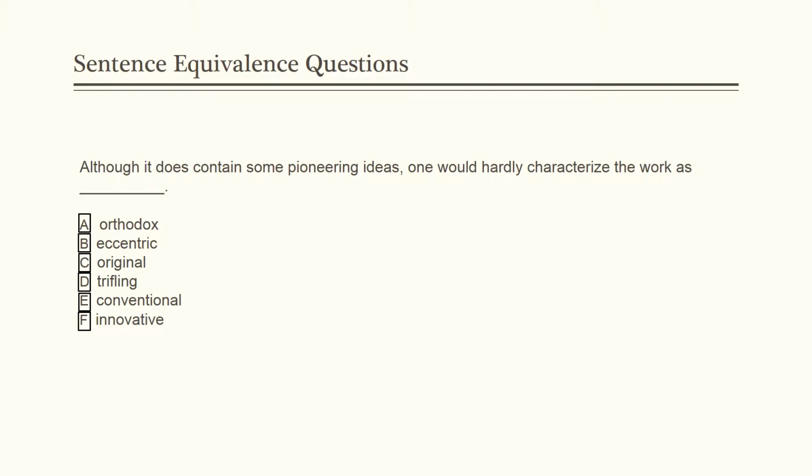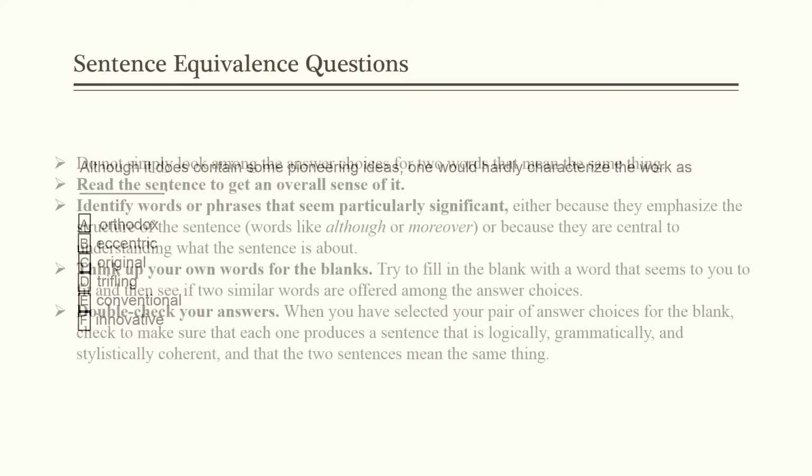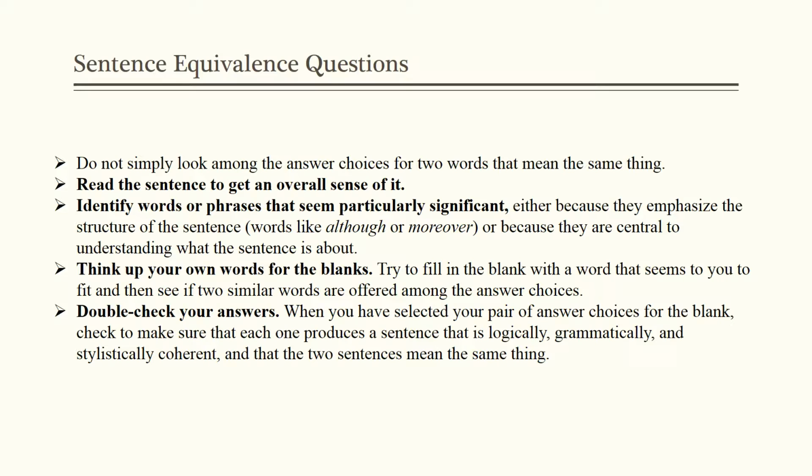Moving on, the next type of questions that you'll see on the verbal reasoning section are the sentence equivalence questions. Let's take a look at how these types of questions are answered. Although it does contain some pioneering ideas, one would hardly characterize the work as blank. How do you approach answering this question? To answer sentence equivalence questions, do not simply look among the answer choices for two words that mean the same thing. It's possible that you might find two sets of words that have the same meaning, like the one example that we are just about to see.